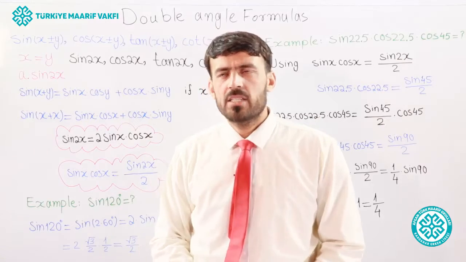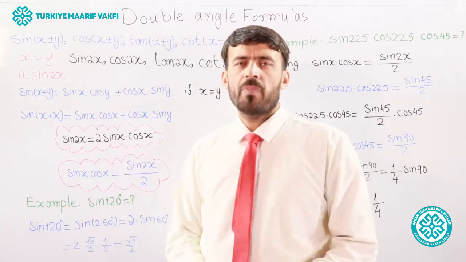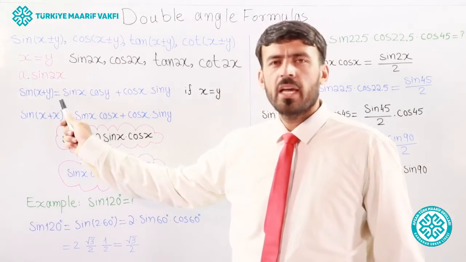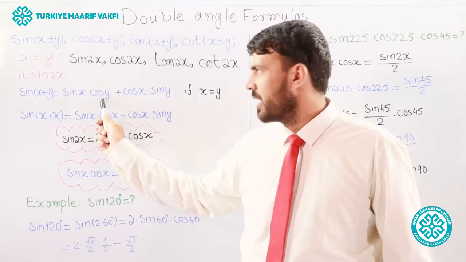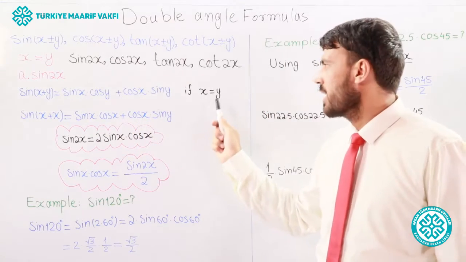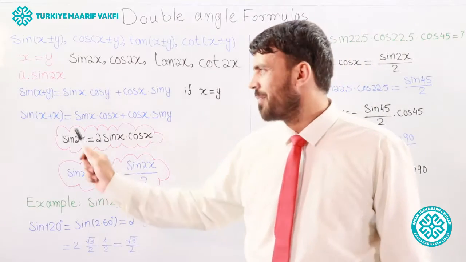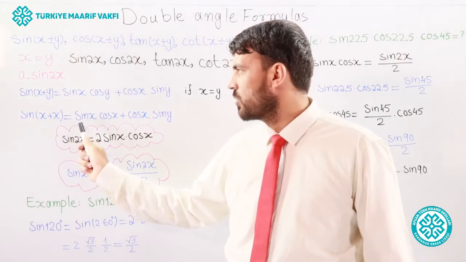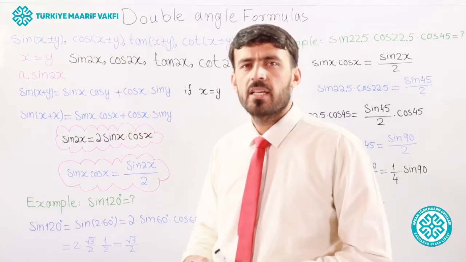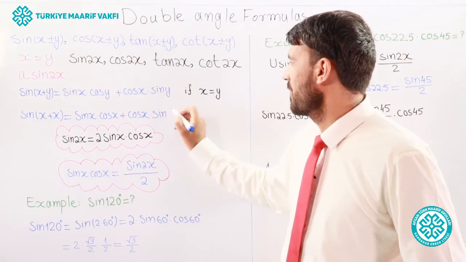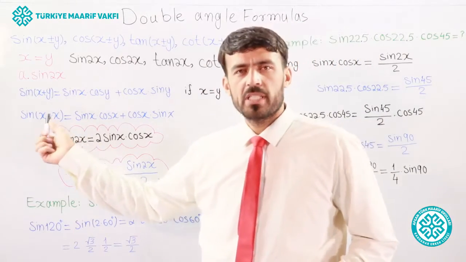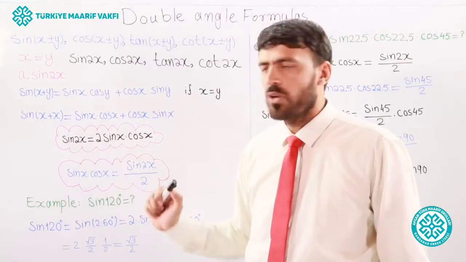The first formula is sine 2x. As you know, the sum formula for sine function is sine x plus y equal to sine x cosine y plus cosine x sine y. If x is equal to y, the formula will become sine x plus x equal to sine x cosine x plus cosine x sine x. And x added with x will be sine 2x.